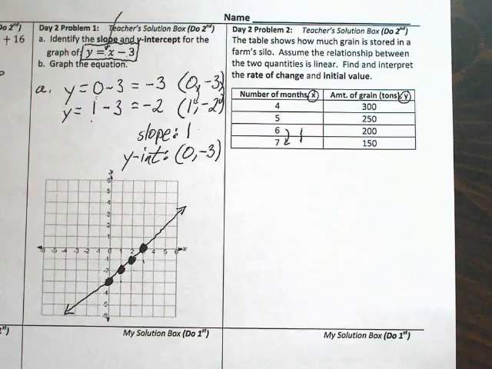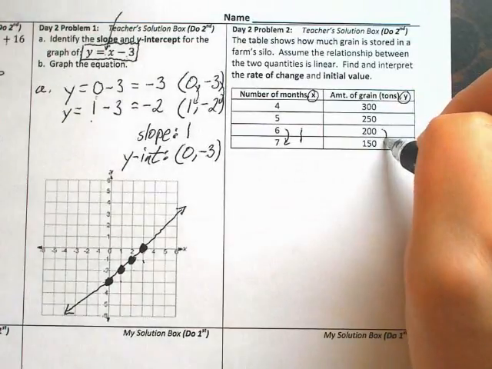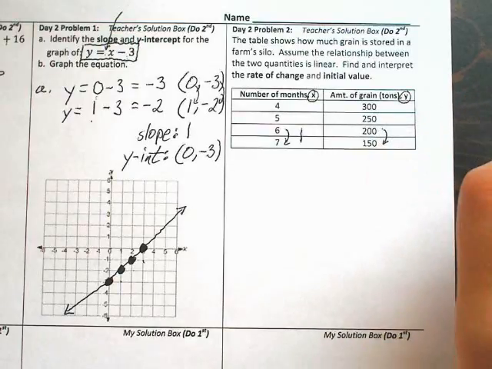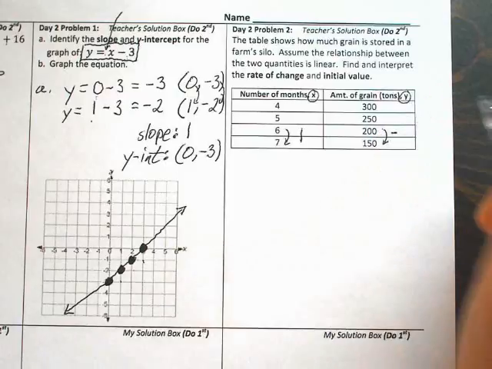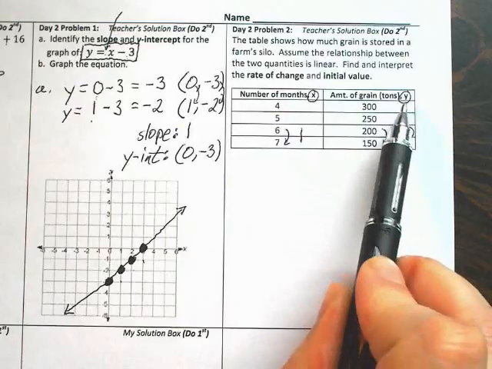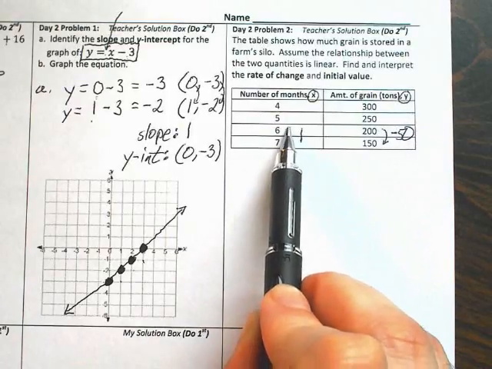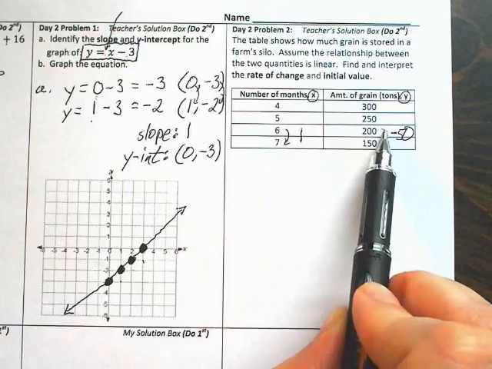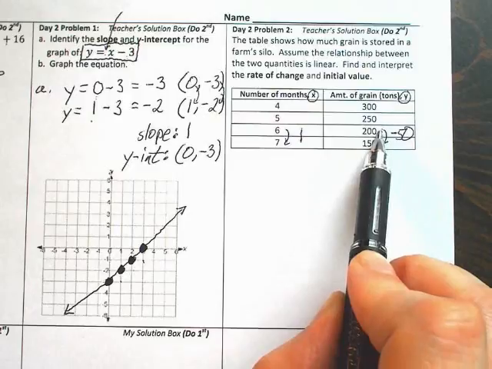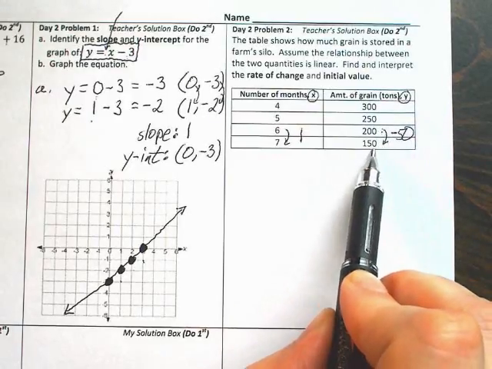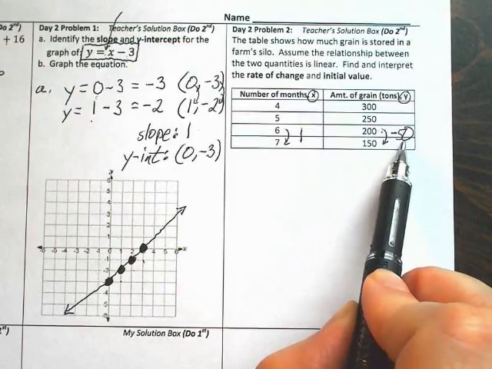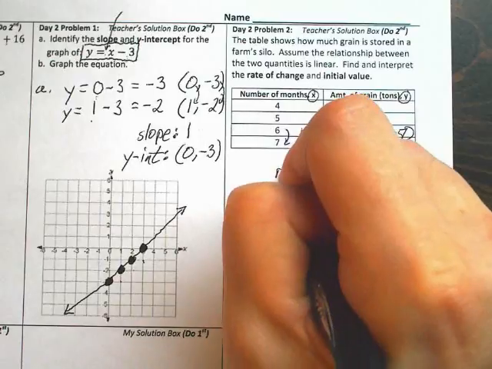Now when x changes by 1 unit, by how much does y change? Well, from 200 to 150 is a decrease, negative 50 units, so negative 50. So as 1 month goes by, the silo is starting to get emptier, right? It had 200 tons of grain in it, and 1 month later it only has 150 tons of grain. It has decreased by 50 tons, and that is the rate of change.